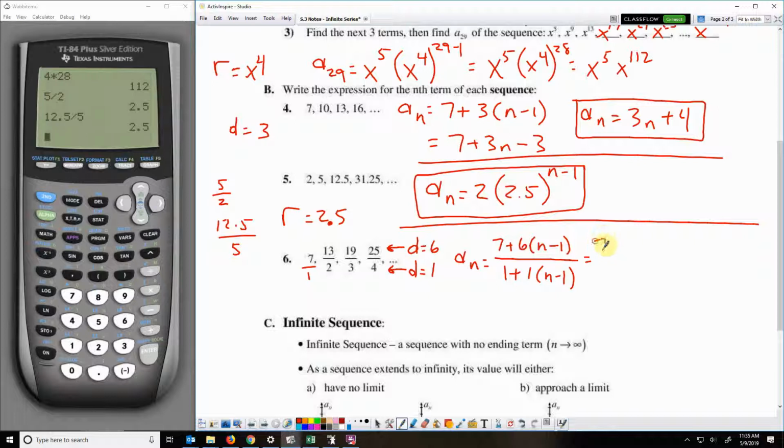So I can distribute 7 plus 6n minus 6, and 1 plus n minus 1. So combining my 7 and negative 6, I get 6n plus 1 over, and then 1 minus 1 is 0, so I'm left with over n. I cannot cancel out the n's unless I can do it in all three terms, which I can't, so that is my final answer.